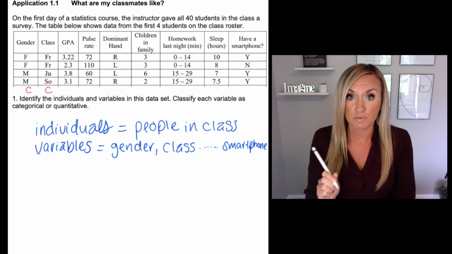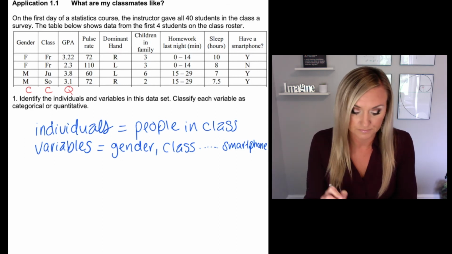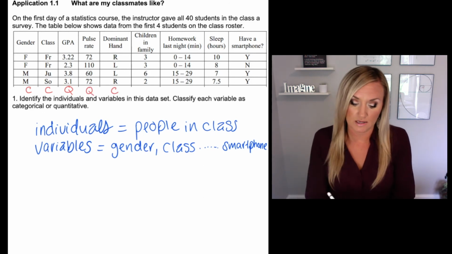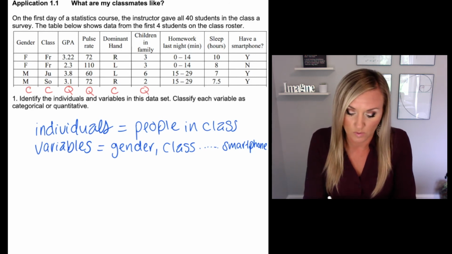GPA is going to be quantitative. Pulse rate, quantitative. Dominant hand, that's categorical. Children in the family, definitely quantitative.